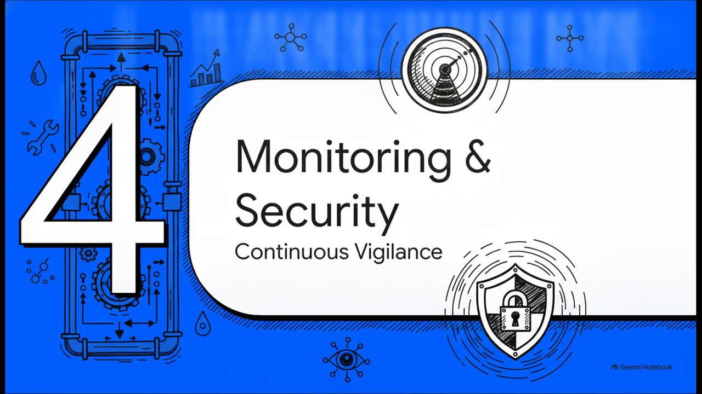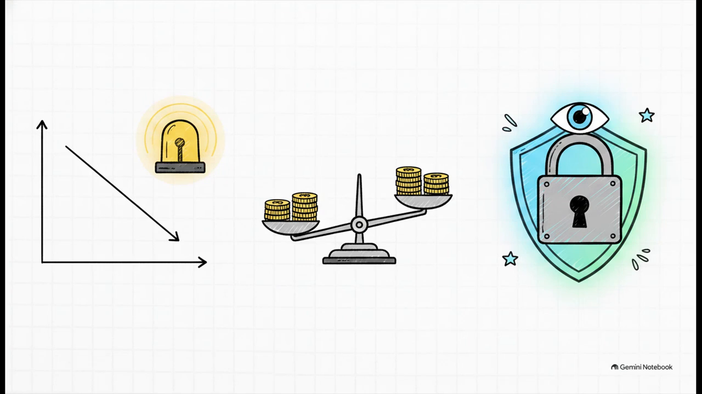All right, Section 4, Monitoring and Security. Your pipeline is totally automated, and your model is finally live. But the journey is definitely not over. Now we have to keep that system healthy, accurate, and completely secure. Domain 4 of our AWS blueprint is all about continuous vigilance.